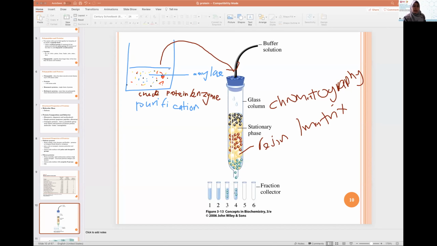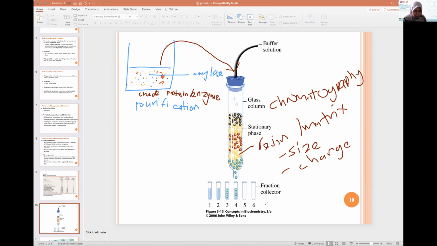This column, with the help of this resin, will separate the protein according to the type of column and the type of resin that we use. If the type of resin separates protein according to size, then protein will be separated based on size. If we use the type of resin that separates protein according to charge, then protein will be separated according to charge.